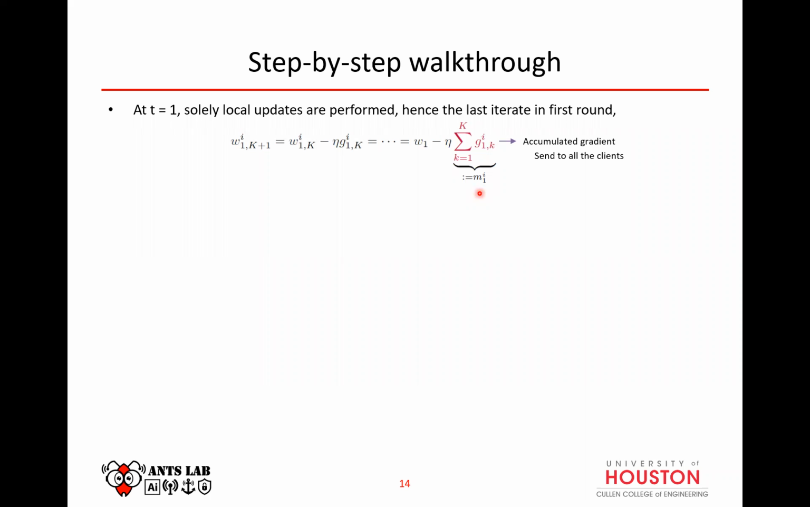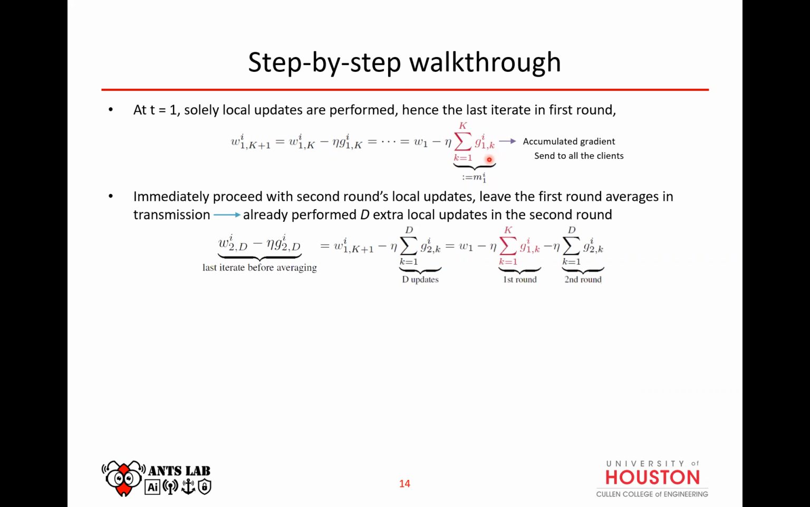The other thing this paper discusses is the absence of a central server. You do not have a parameter server which does the aggregation for you. They assume that the devices share the gradient updates with each other and do the aggregation by themselves. So the accumulated gradient is sent to all the clients instead of to the server. Instead of waiting for the transmission to finish, they immediately proceed with the second round of local updates, leaving the first round of averages in transmission. By the time the update is received back at the device, the client will already have performed D extra local updates in the second round.